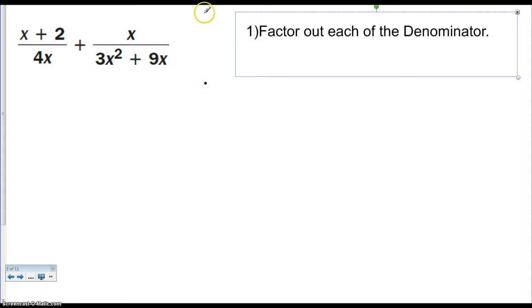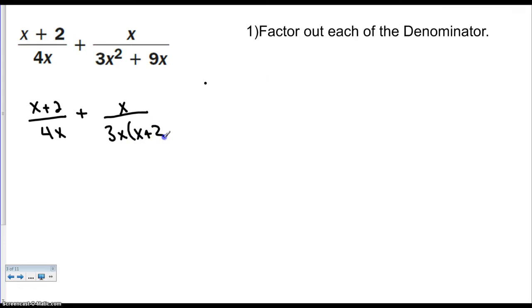Let's look at this. I'm looking at (x plus 2) over 4x plus x over (3x squared plus 9x). Well, do they have a common denominator? No. So in order to start finding out what the denominator will be, I will have to factor each of the denominators. 4x does not factor, so I'm fine with that. I know it's going to be (x plus 2) over 4x. Okay? And then on the right side, what goes into both of those quantities is 3x. So I have x over 3x times (x plus 3).